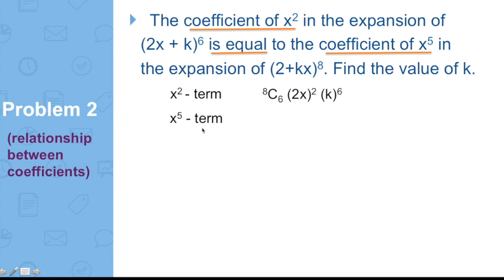For the x^5 term, so we're talking about the x^5 term in this binomial expansion.